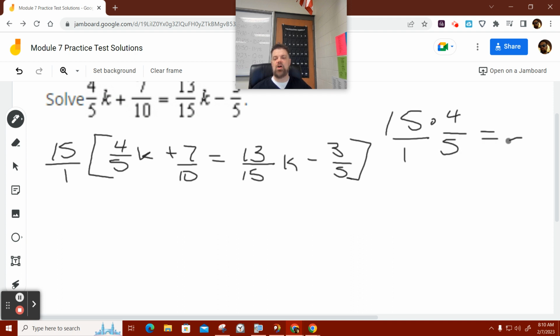the denominator always stays the same. Did you notice that? Because you're going to say 1 times whatever. But you really only have to multiply the numerator. 15 times 4 is 60. But then, what's 60 divided by 5? 12. So that whole thing reduces down. So when I plug this in, you could do it in your head, but if you can't, you should write it down. 15 times 4 is 60. 60 divided by 5 is 12. So that first one is 12k.